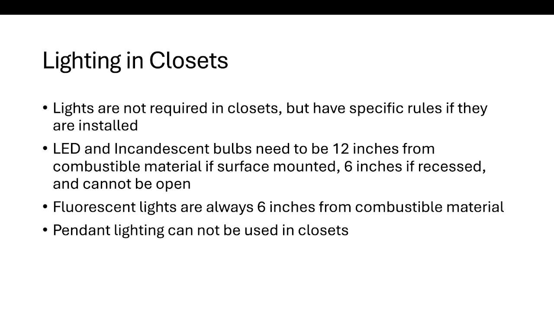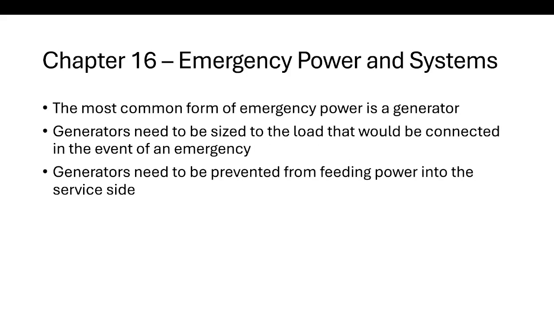Alright, lighting in closets. Lights are not required in closets, but have very specific rules if they are installed. LED and incandescent bulbs need to be 12 inches from combustible material if surface mounted, 6 inches if recessed, and cannot be in the open air. Fluorescent lights are always 6 inches from combustible material, period, and pendant lighting cannot be used in closets.